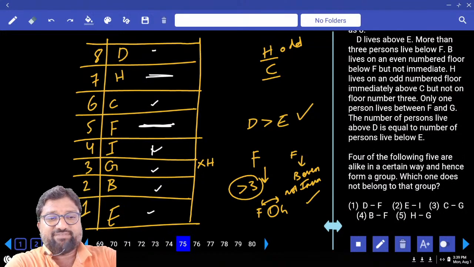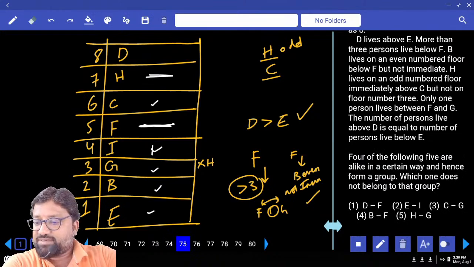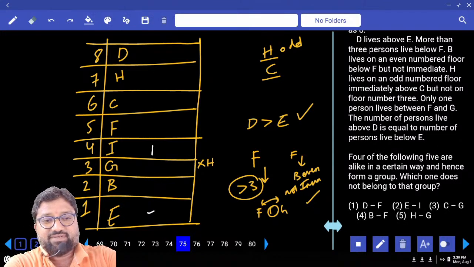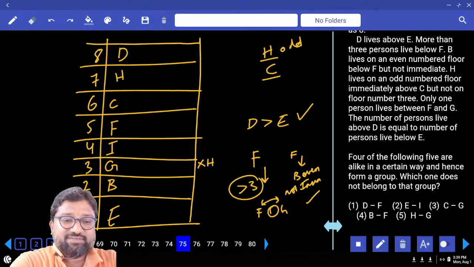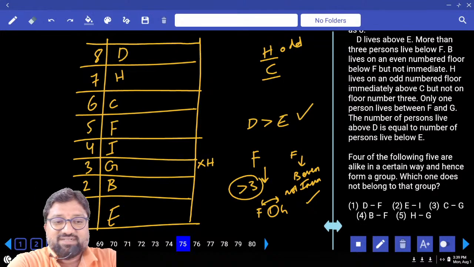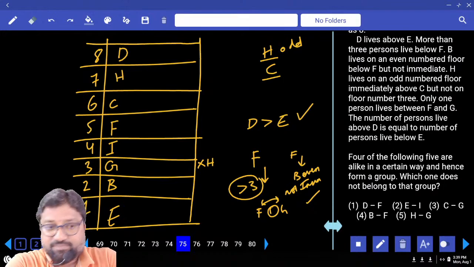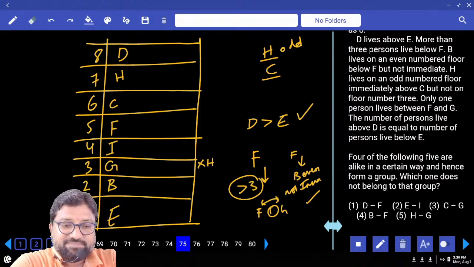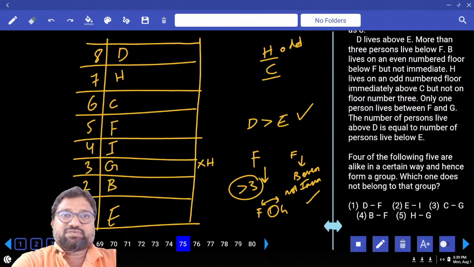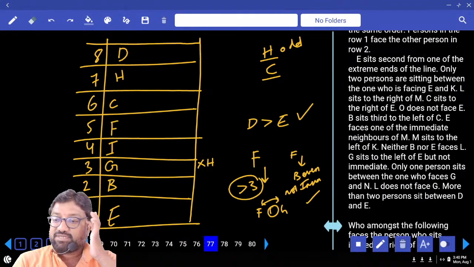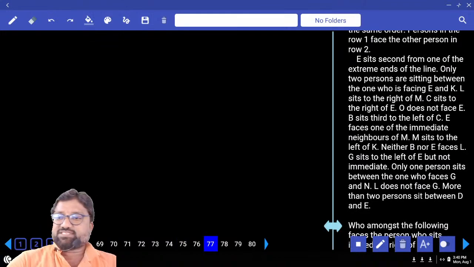4 out of the following 5 are alike. D and F: 2 people between D and F. E and I: 2. C and G: 2. B and F: 2. H and G: 3. So which option is my answer? Third option. Let's jump directly to the next puzzle.